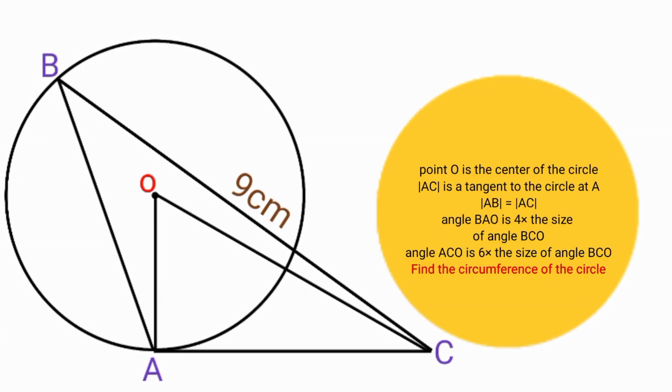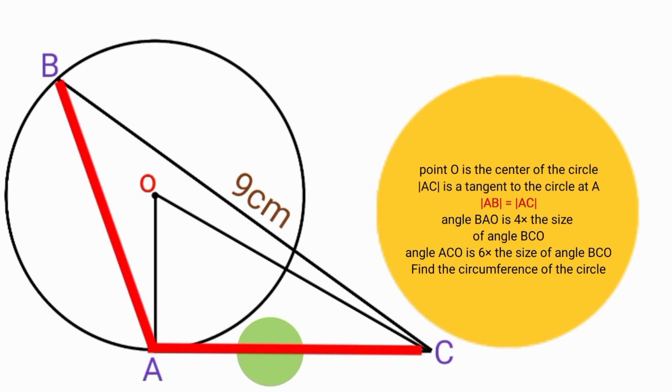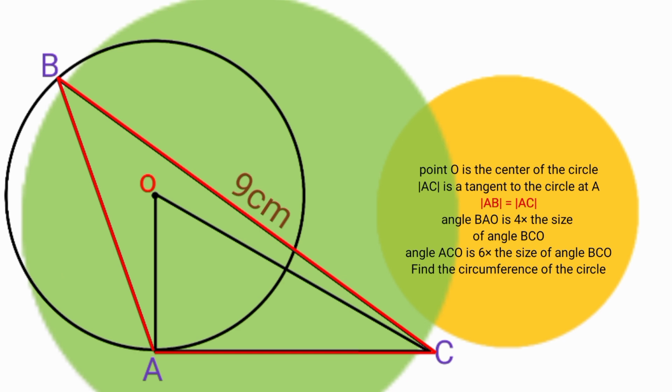We are asked to find the circumference of the circle, and the data given here is that this point O is the center of the circle. This line AC here is a tangent to the circle at this point A, and line AB and line AC are equal, and hence triangle ABC is an isosceles triangle.